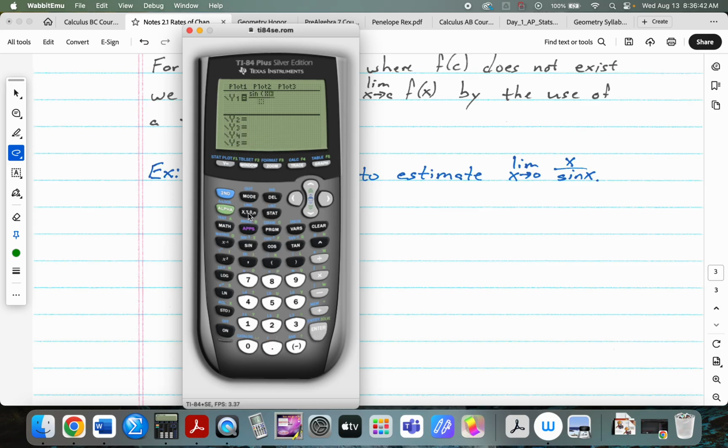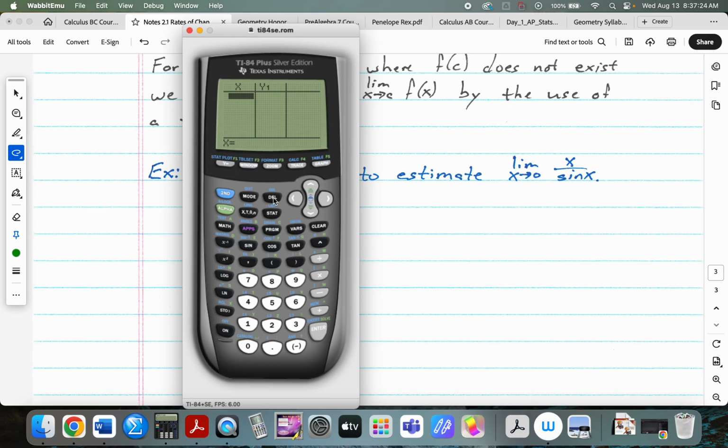Oh, one thing. For this class, we almost never use degrees. Everything's radians. Now, that's bad news for those of you who are taking physics, because in physics, almost everything is degrees. So make sure you're in radian mode. And I'm going to go to my table. I'm going to clear these out.